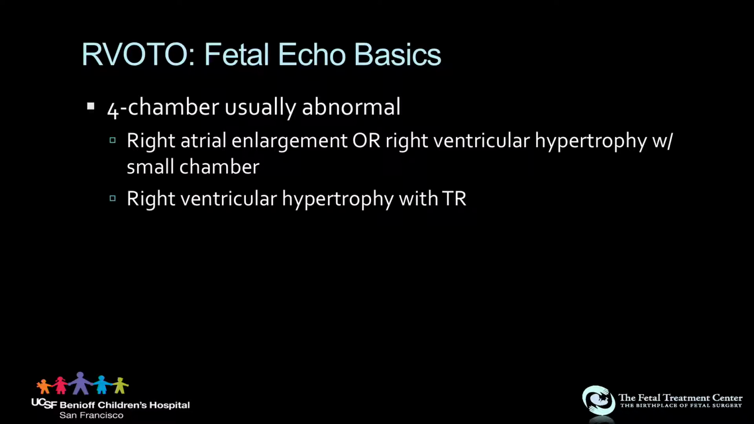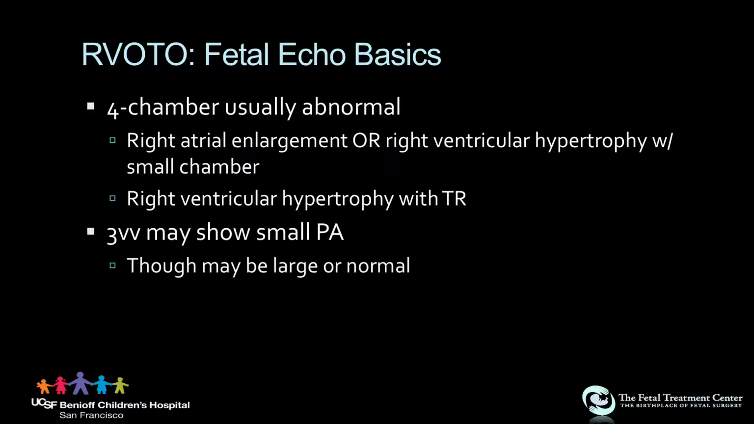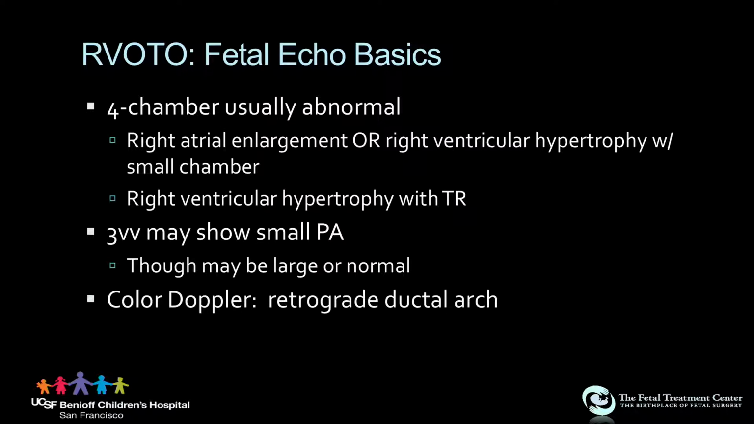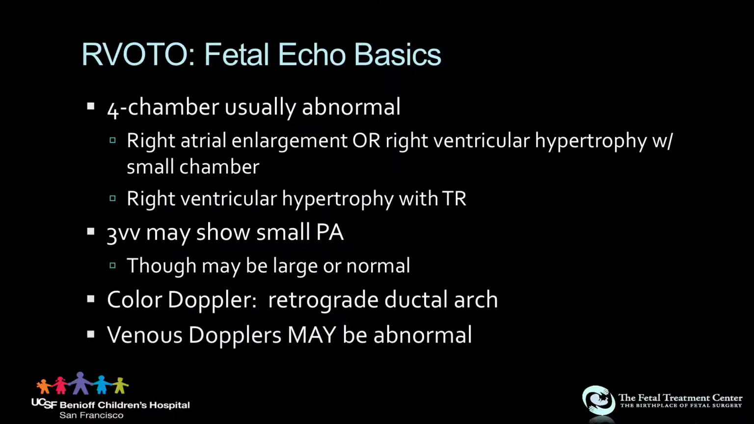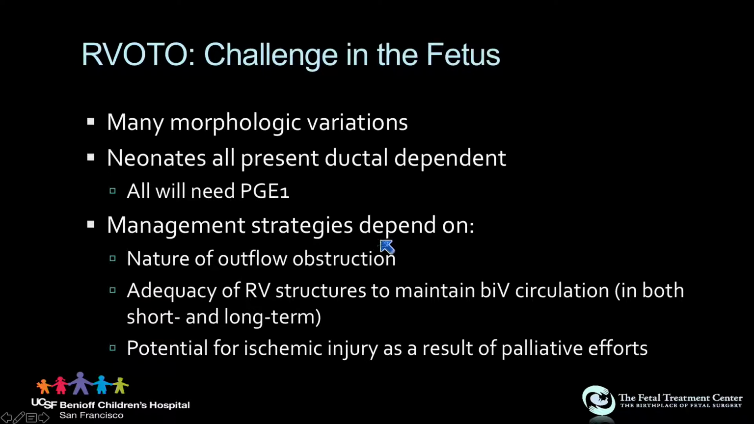So the basics for RV outflow obstruction is that the four-chamber is usually abnormal with discrepancy. There may be tricuspid regurgitation. The three-vessel view is going to be key. Color Doppler is also going to be key, and the venous Dopplers can be abnormal. Our challenges are that there are many morphologic variations. Neonates will all be ductal dependent, but management strategies depend on the nature of the outflow obstruction, the adequacy of the right ventricular structures, and the potential for ischemia. And so being able to do a detailed evaluation of that infundibulum, pulmonary valve, and then the physiology is key.